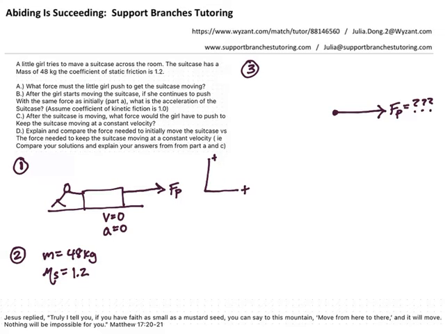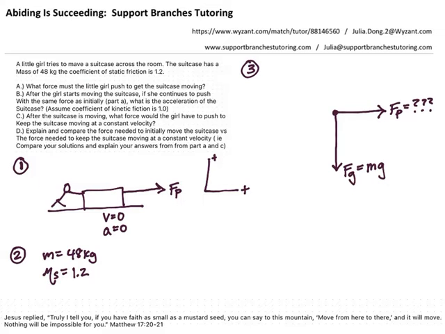So what else do we know? What other forces are acting on this? Well, we always have the force of gravity. As long as we're on a level surface, which we are, the force of gravity should be pointed straight down. And we know that the force of gravity always equals the mass times the gravitational constant.